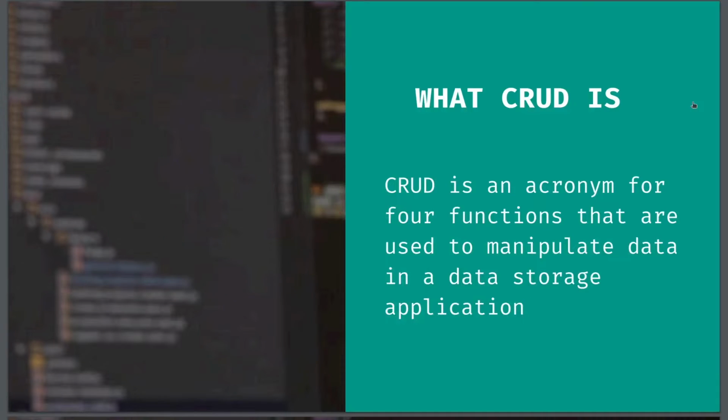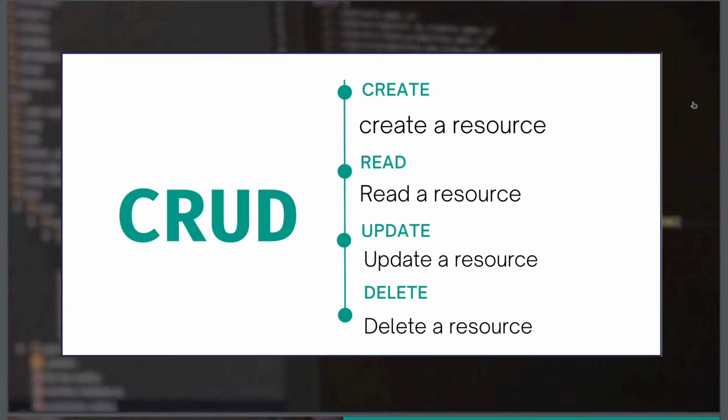So CRUD is simply an acronym for 4 functions that are involved whenever you are manipulating data in a data storage application. CRUD is simply create, read, update, and delete. So for creating, we are creating a resource on the back end. So think of a resource as any sort of data that is being provided by an API or data that we are trying to manipulate using our API. So in this case, we are going to be manipulating book data since we're going to be building a book review service.